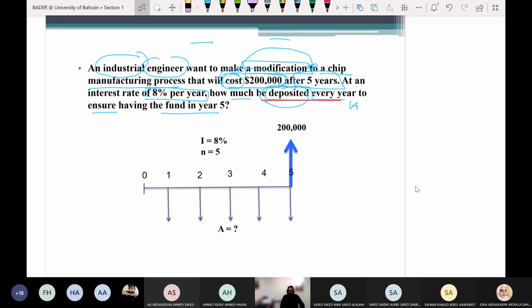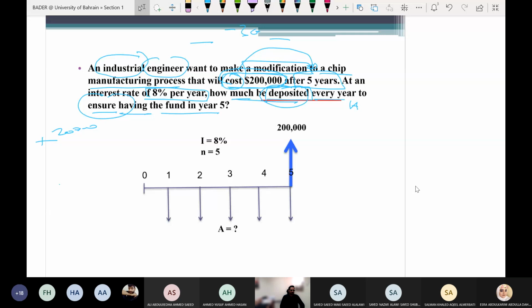Where does the problem start? The problem starts that he would like to know how much he should deposit to ensure getting the 200,000. Again, as I mentioned, getting, having is what? So don't just look at the words and say minus 200, I'm going to draw the cash flow. No. Read the question, make sure you understand it, then start drawing.